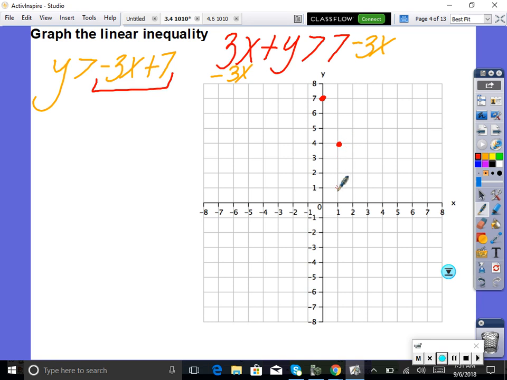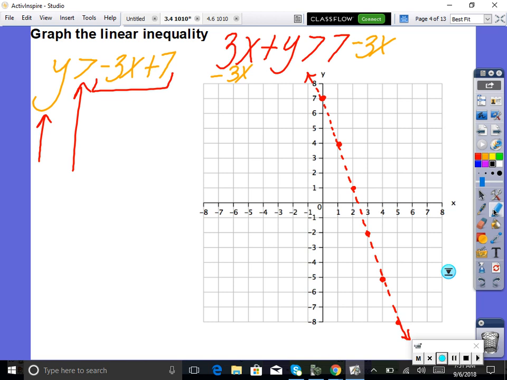So down 1, 2, 3 over 1. And then is it including the line? Not in this one, so we would do a dotted line. Now look, it says any y value above. Does everybody see what I'm saying? It's greater than. Any y value above the line. You see how it reads that? Y values above the line are a solution.